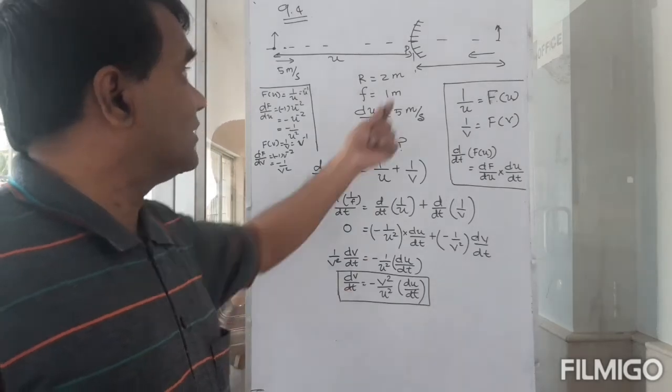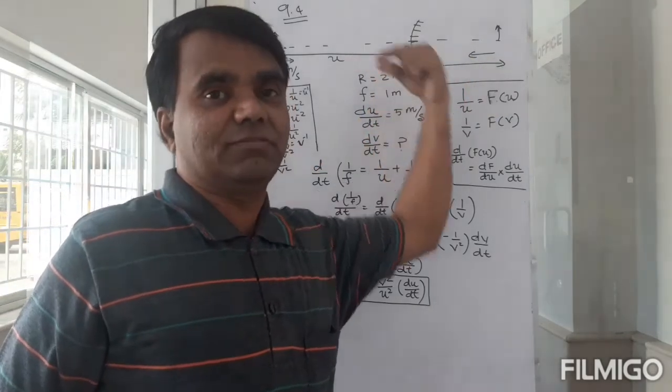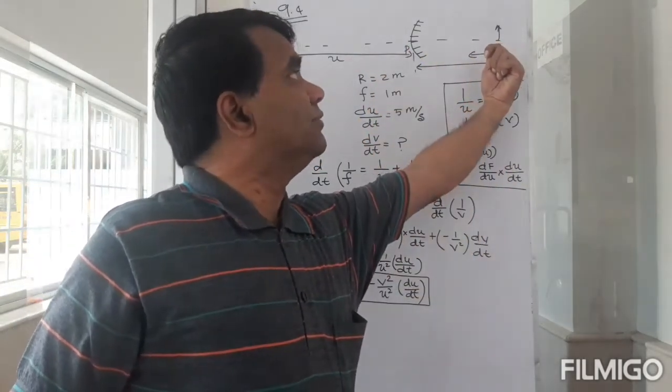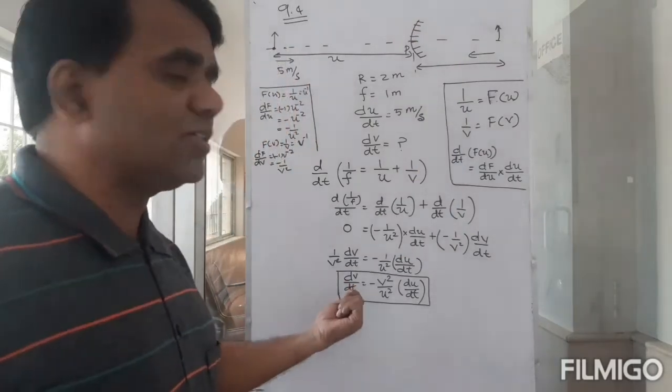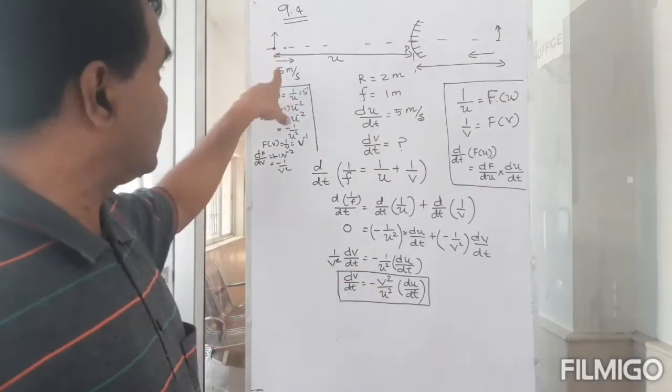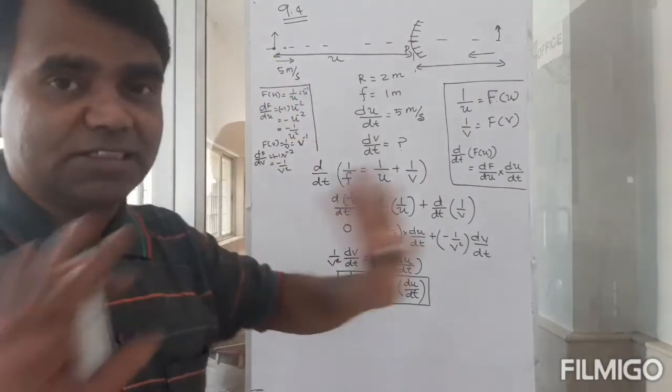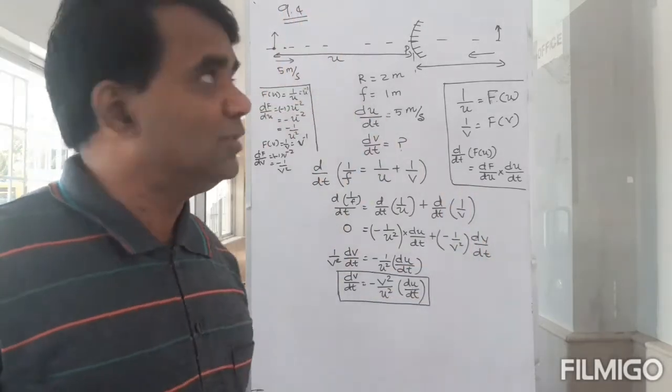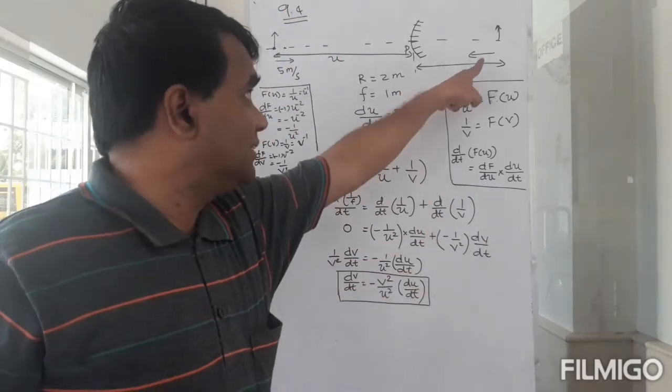And dv by dt is the speed with which v is changing. That is the speed with which the image is coming to you. But is it a constant? Du by dt is a constant, 5 meters per second, wherever you are. But is this dv by dt a constant?